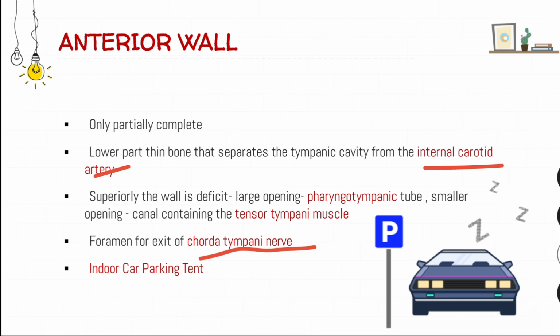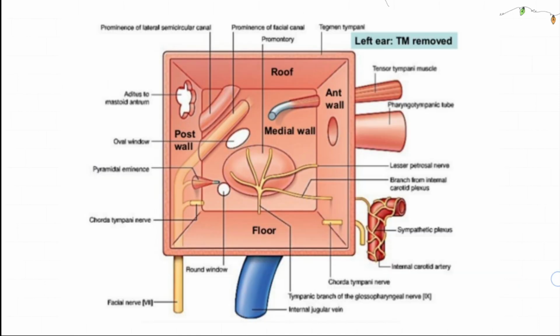Then P for parking, that is pharyngotympanic tube. So there is a large opening superiorly on the wall for pharyngotympanic tube. And then T for tensor tympani muscle. Okay, the canal has an opening for tensor tympani muscle.